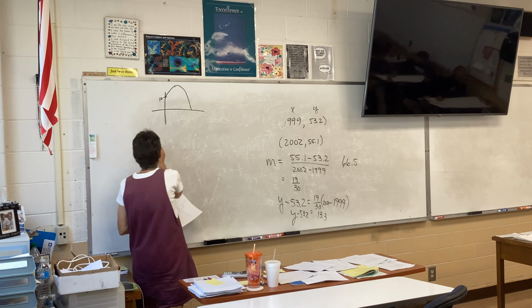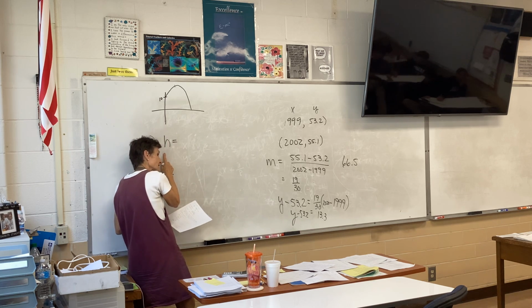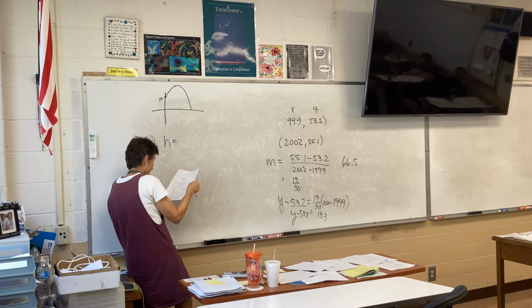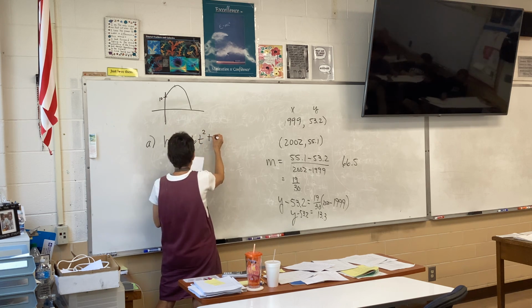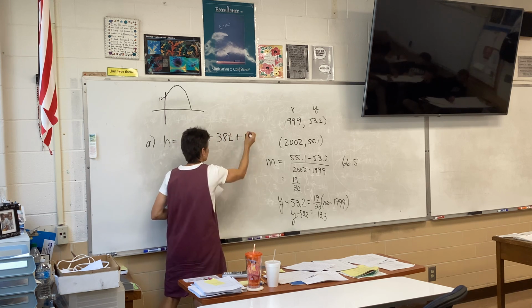My equation is going to be h equals s of t equals y equals whatever you want to call it. The ending height is going to be negative 16t squared plus 38t plus 10.